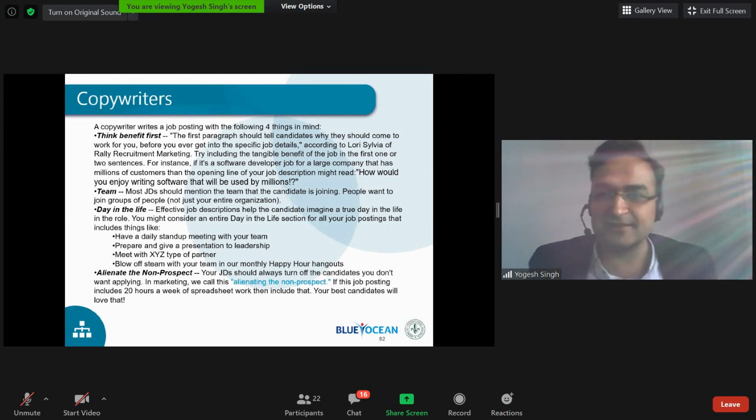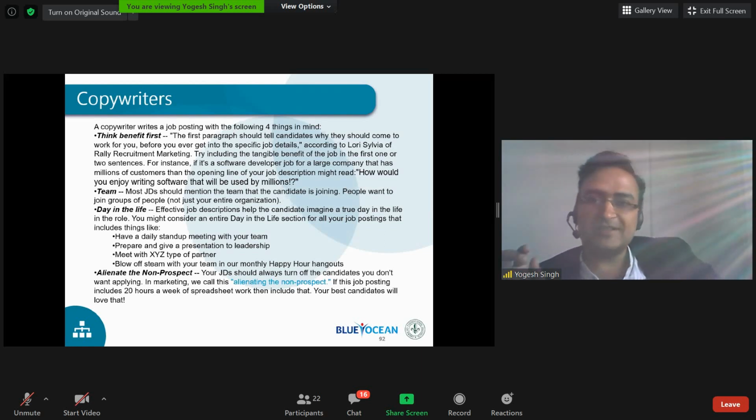So first thing is, in copywriting, they always say that the first few lines are the most important. So you can grab the attention of your job seeker or applicant by the first few lines. What should you talk about? Most of the jobs are not very exciting, so what are you going to talk about? This says that you should think about the benefit.